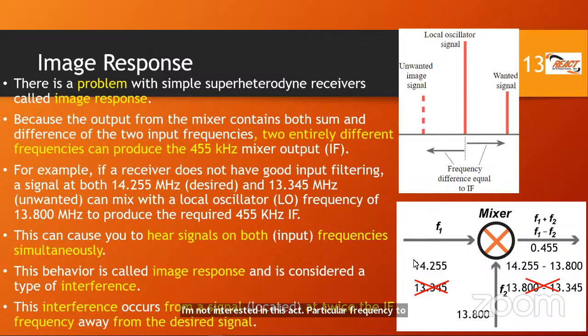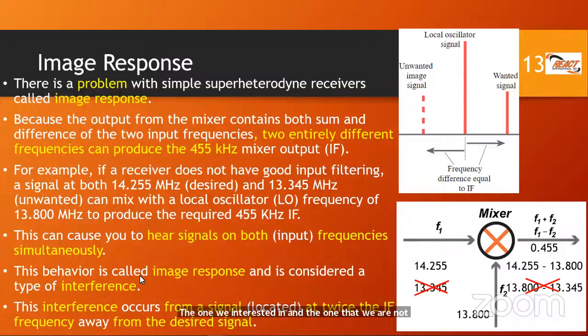But while I'm listening to this one, the local oscillator is generating this for the mixer. If this frequency that I'm not interested in is also present, it will mix, and I will get two signals coming out at the same frequency, which is not desirable at all. I'm only interested in listening to this one. So that is the problem of image response, because we might end up hearing two frequencies at the same time: the one we're interested in and the one we are not.